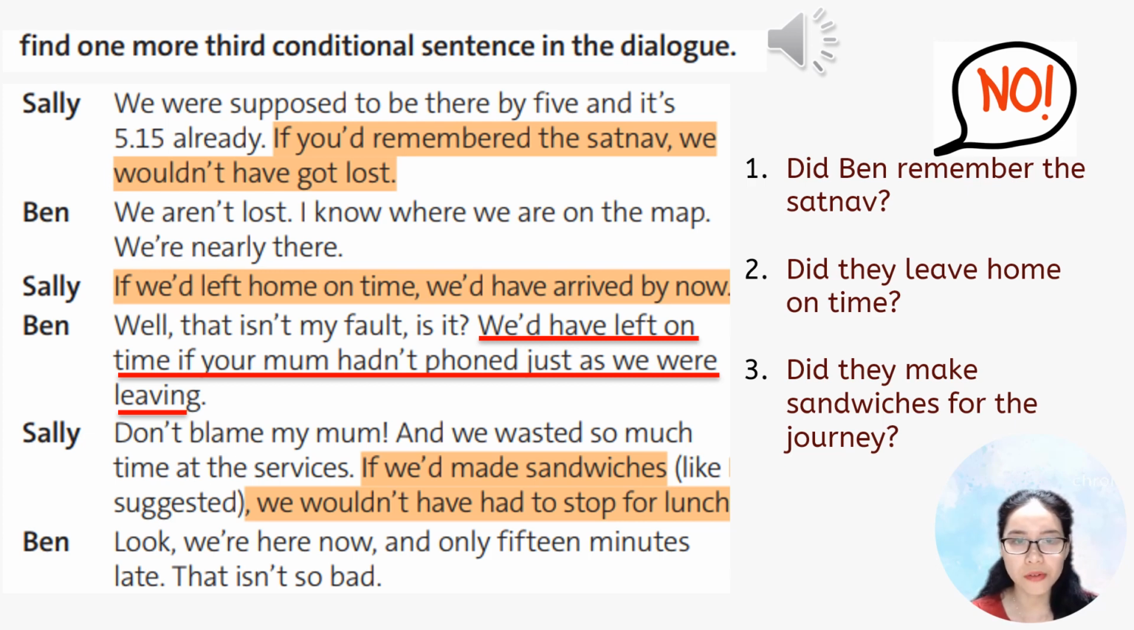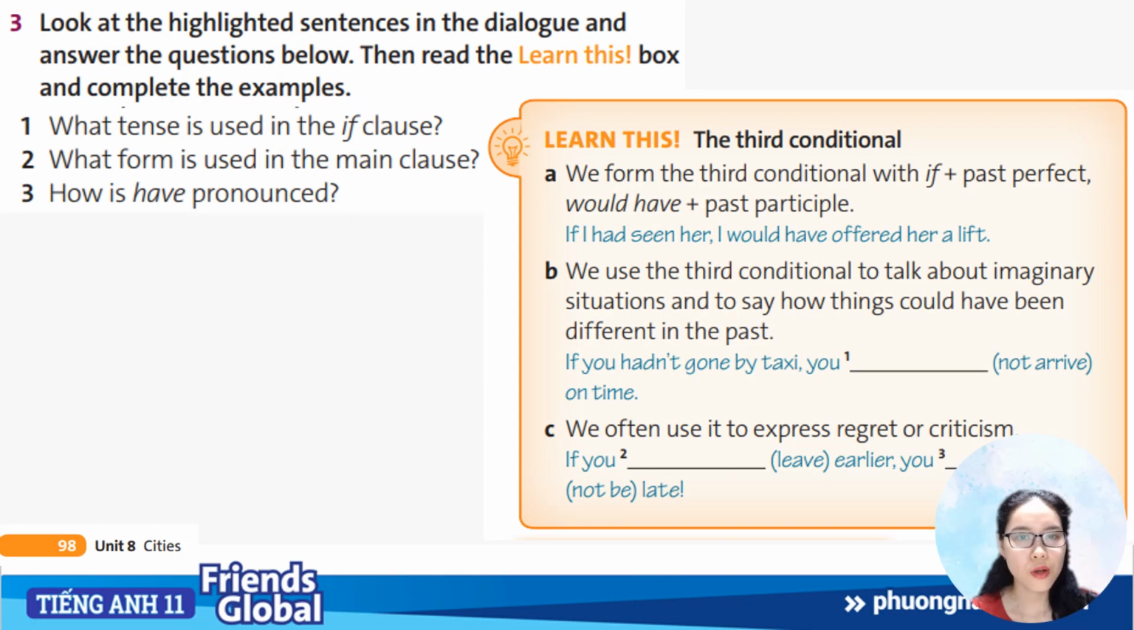Như vậy những câu được highlight ở đây và câu cô vừa gạch chân ở đây là những câu điều kiện loại 3. So what is third conditional? Why do we use it? And how can we use it? Như vậy câu điều kiện loại 3 là gì các em nè? Chúng ta xài như thế nào và tại sao chúng ta cần phải xài nó?